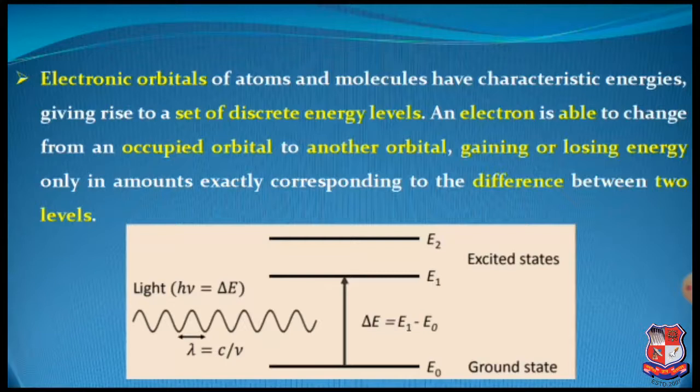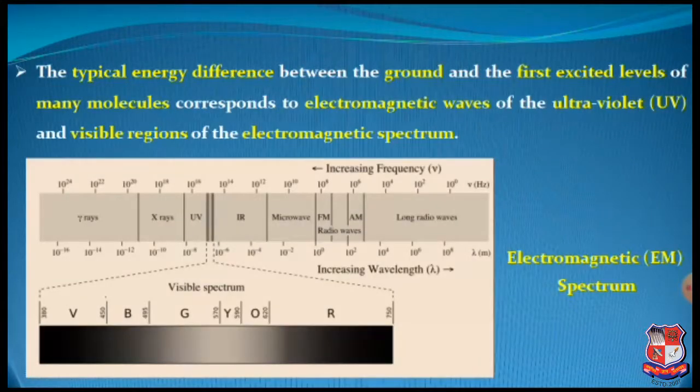So, UV visible spectroscopy is mainly used to identify the energy gap or the energy difference between the ground and excited states of any kind of material. Basically, the typical energy difference between the ground and the first excited states of many molecules corresponds to the electromagnetic waves of the ultraviolet, that is UV, and visible regions of the electromagnetic spectrum.